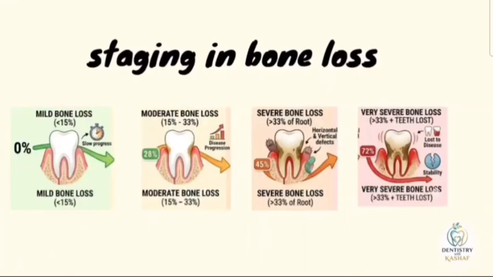So how you will categorize them in 4 stages, like in stage 1, less than 15% is indication of stage 1, 15 to 33% is stage 2, greater than 33% of root is what? It is a severe bone loss in stage 3. These percentages might be asked in any multiple choice question, so you have to learn this very clearly. In stage 3 there will be bone loss plus root loss, and in this condition, very severe bone loss, greater than 33%, there will be bone loss but also tooth loss. Like tooth will be too mobile, it might be lost from the socket.